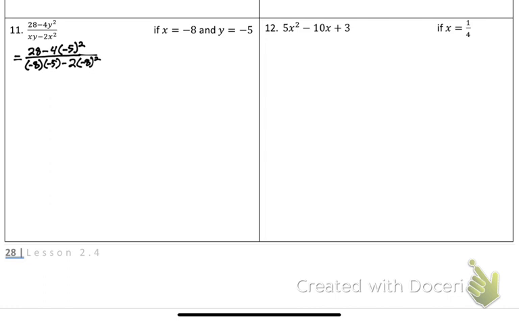So the next thing I should look out for are parentheses. There's nothing being done inside these parentheses, right? So then we move on to exponents. Now I have an exponent on top, I have an exponent on bottom. We can do those together. So we have 28 minus 4.